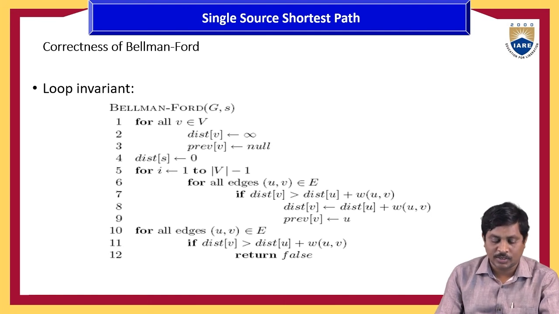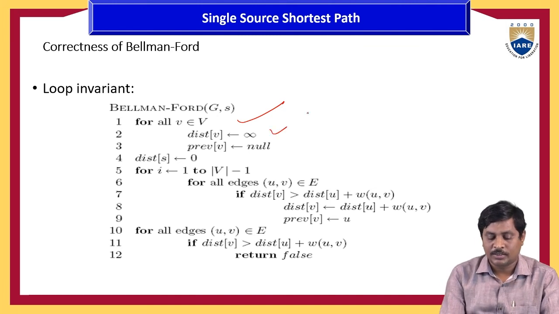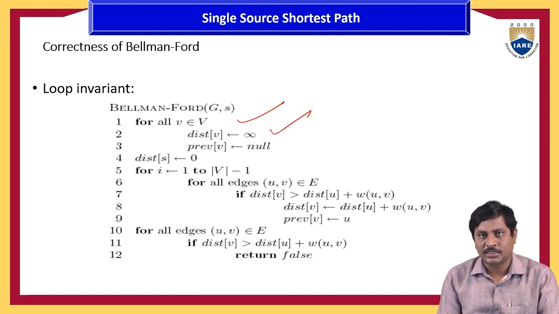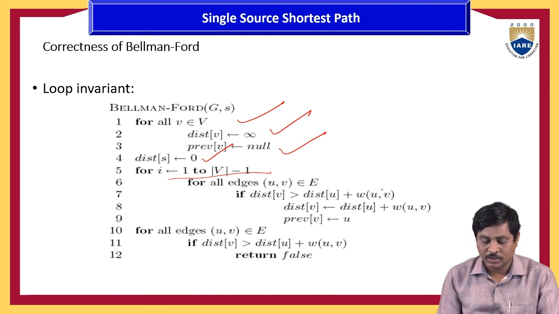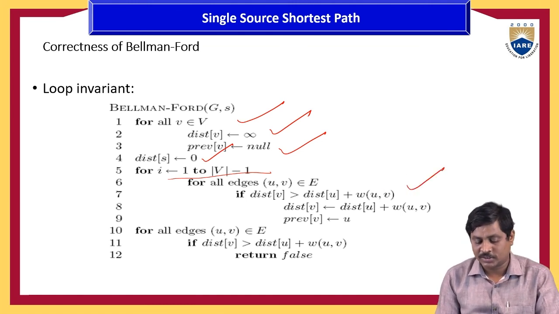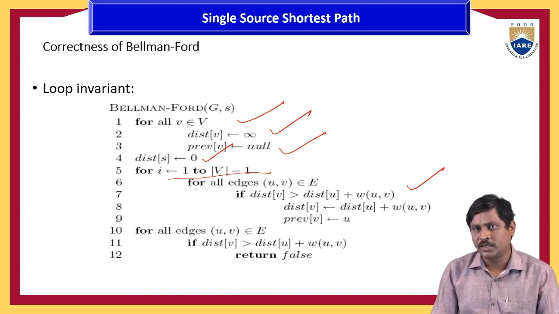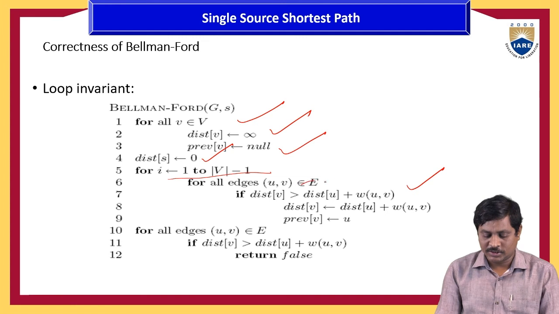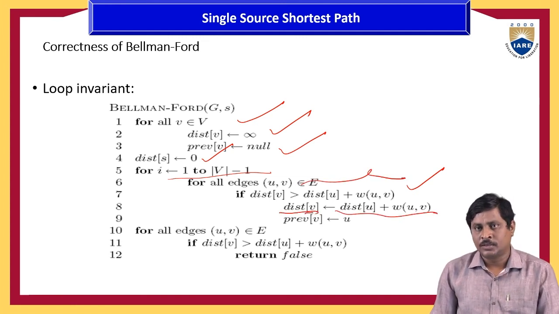First, the loop invariant. We already discussed this loop invariant. So for all v belongs to V, first here distance of v, we initialize that value as infinity. Next, previous value, we initialize as null. Distance of S equal to 0. Here we are repeating for all the edges and vertices. Here first check this condition: distance of v greater than distance of u plus w of (u, v). That means this distance value is less, so we assign this minimum value to distance of v. So now u is assigned as the previous vertex value.